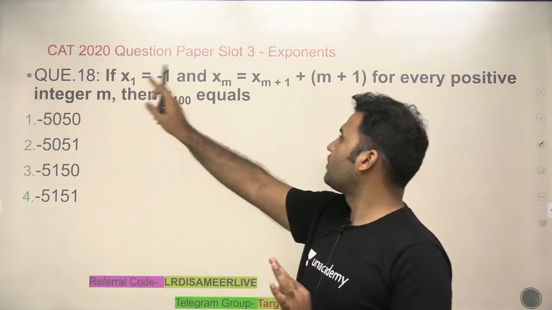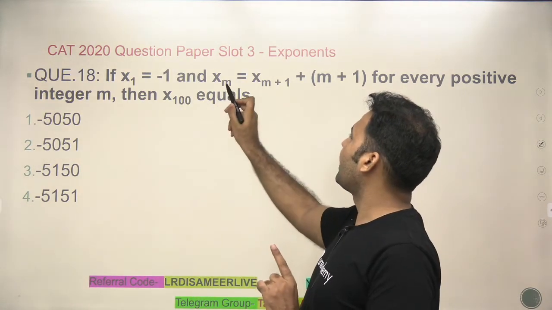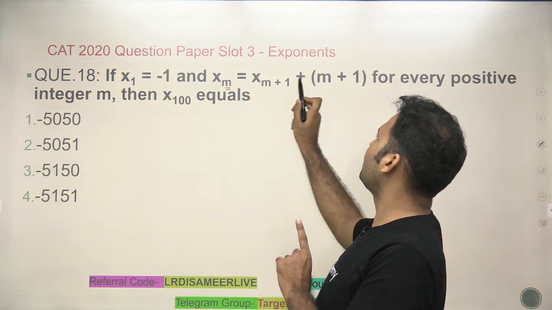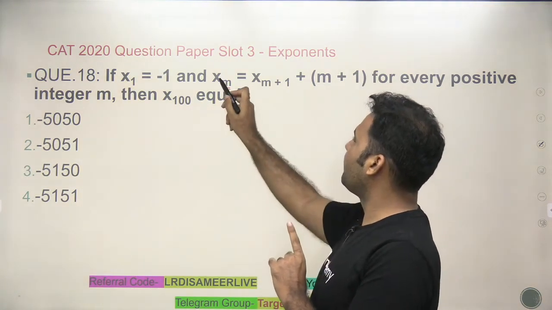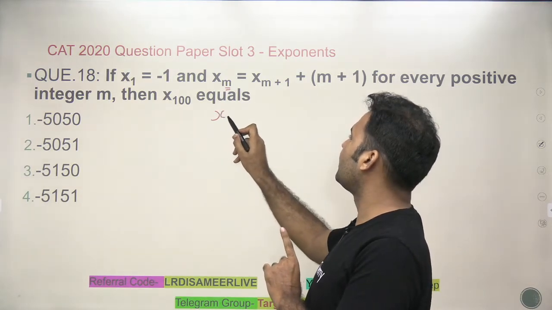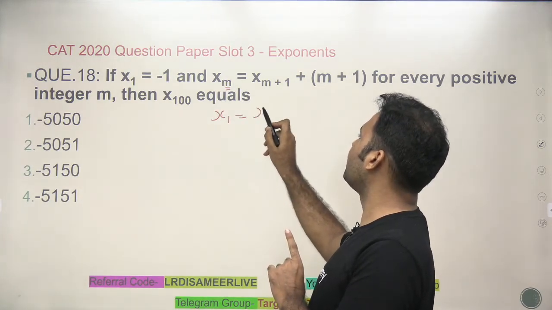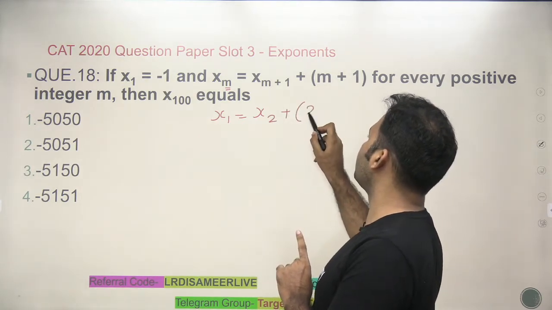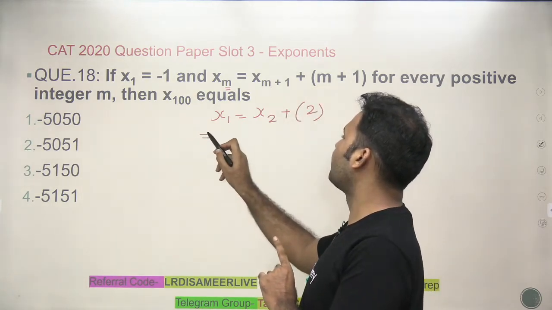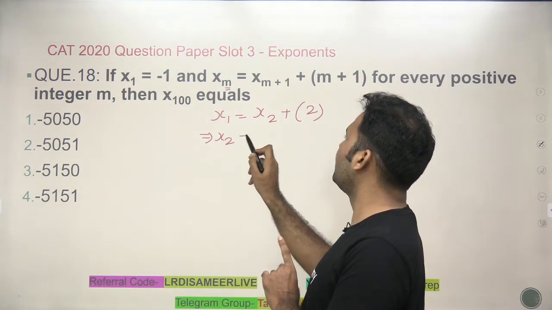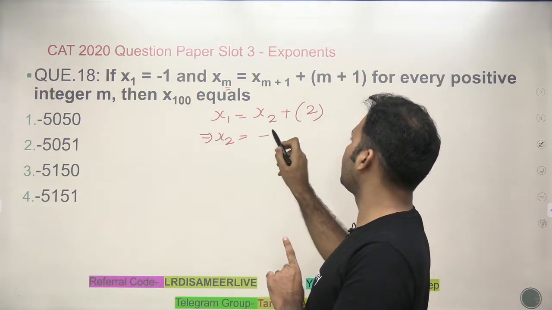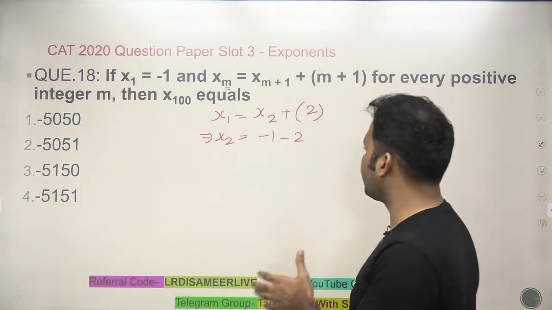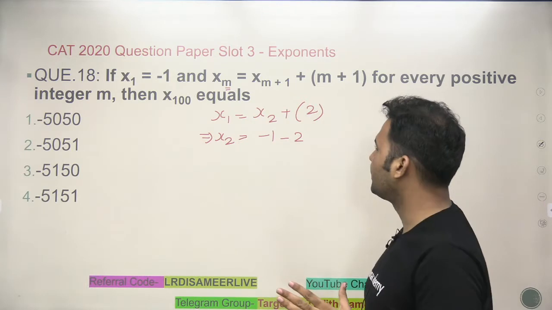Simple. x1 is equal to minus 1 and the value of xm is given to you as xm plus 1 plus m plus 1. That means if I put m as 1 here, the value of x1 will be x2 plus 1 plus 1, that is 2. So the value of x2 will be equal to x1 is minus 1 and x2 will be taken on the left hand side. So x2 will be minus 1 minus 2, right?